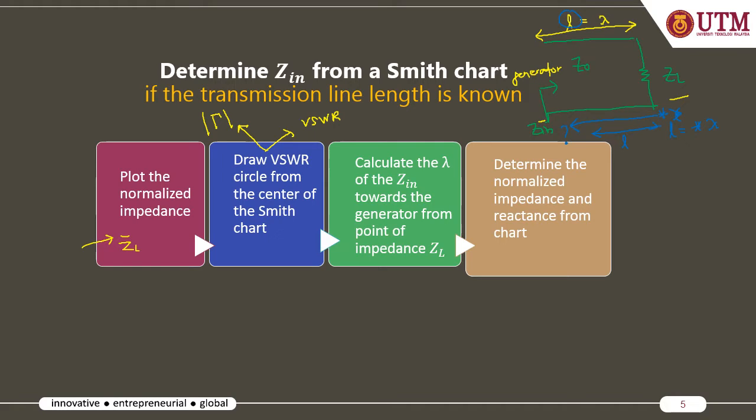Lastly, you'll plot the point of Zin on the Smith chart, and then you need to calculate the real input impedance value, because from the Smith chart you'll get the normalized value, so don't forget to get the real value by multiplying with the characteristic impedance.